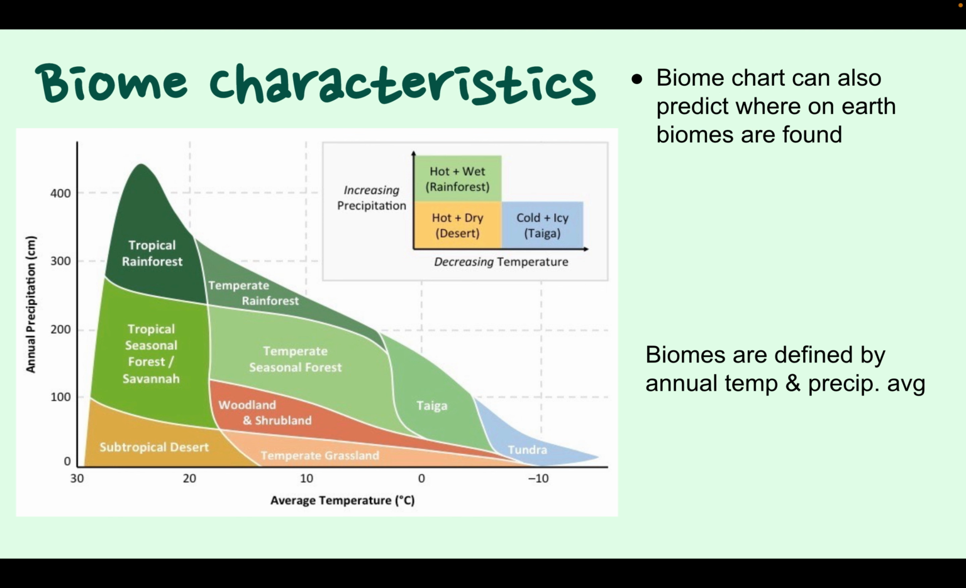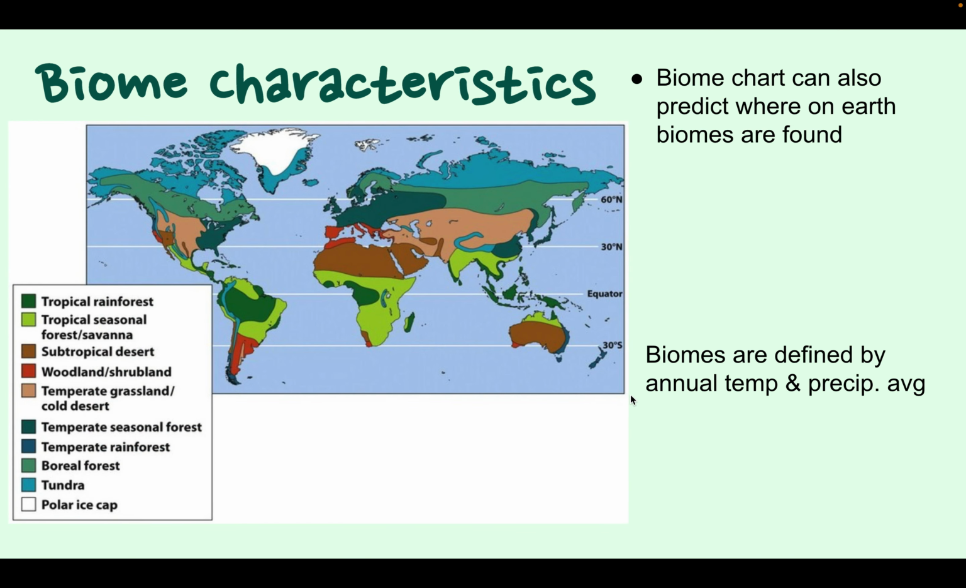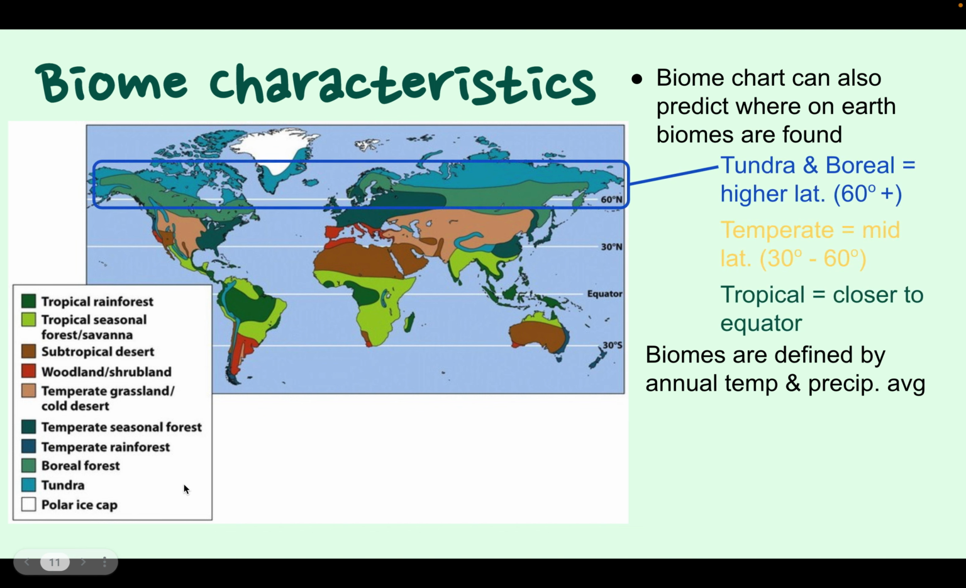So if we know what the climate is like, whether it's hot, whether it's cold, whether it's dry, whether it's rainy, we can predict where it's going to be found on Earth. So here is a map of the biomes on Earth, and you have a key here to break down those locations. So you have the tundra and boreal areas.